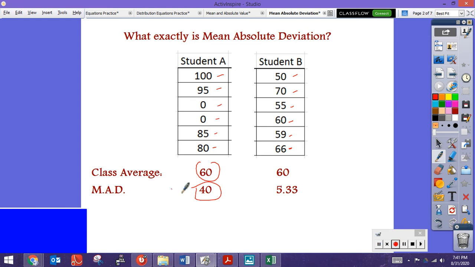So how did I come up with these numbers? Where did 40 and 5.33 come from? That is mean absolute deviation. So let's talk about how to do that.